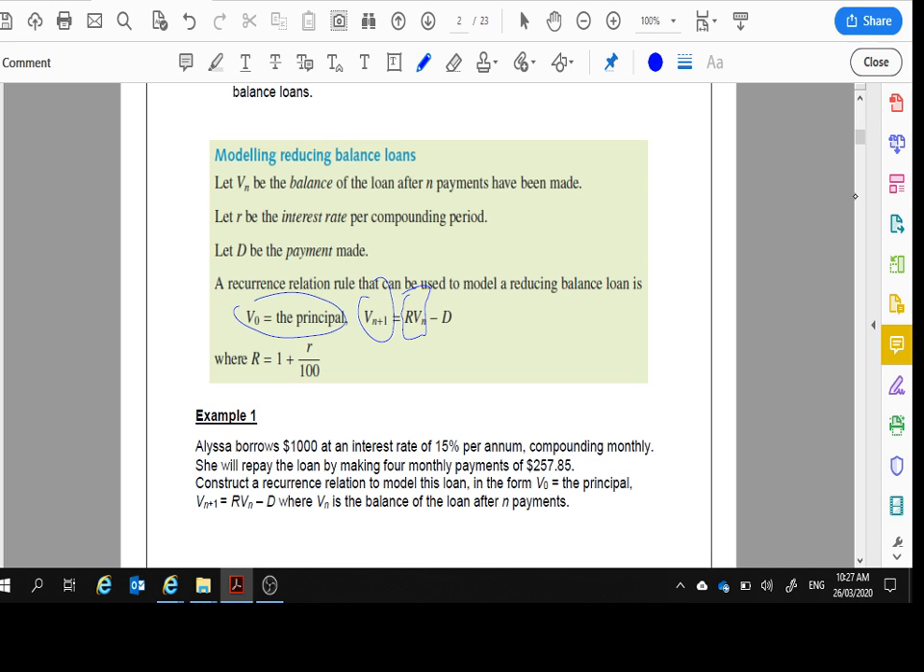The next value is going to be R times V_n. Why is it R times V_n? Because the bank is also charging us interest. So that's our R. And this minus D is the amount that we're paying off, so our deposit, the amount of payment that we make. And again, we can find out, but I've shown you how to do this anyway.